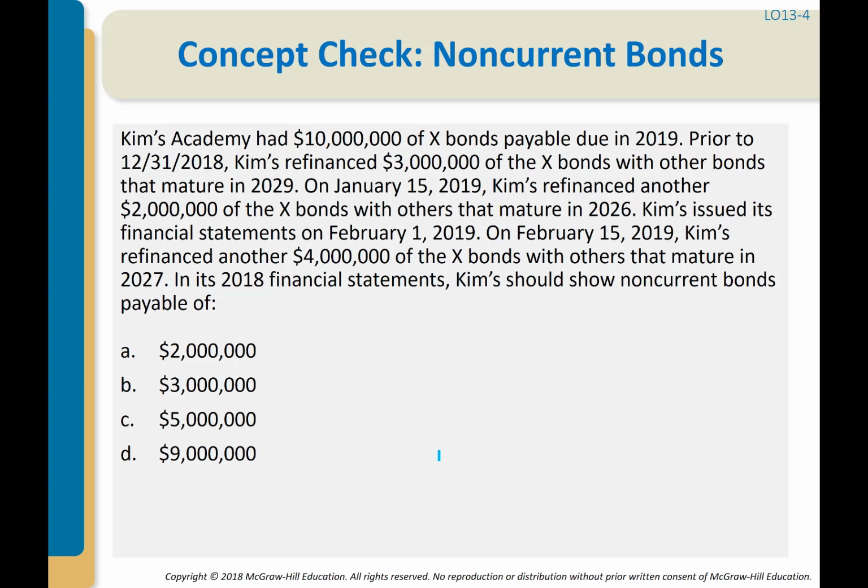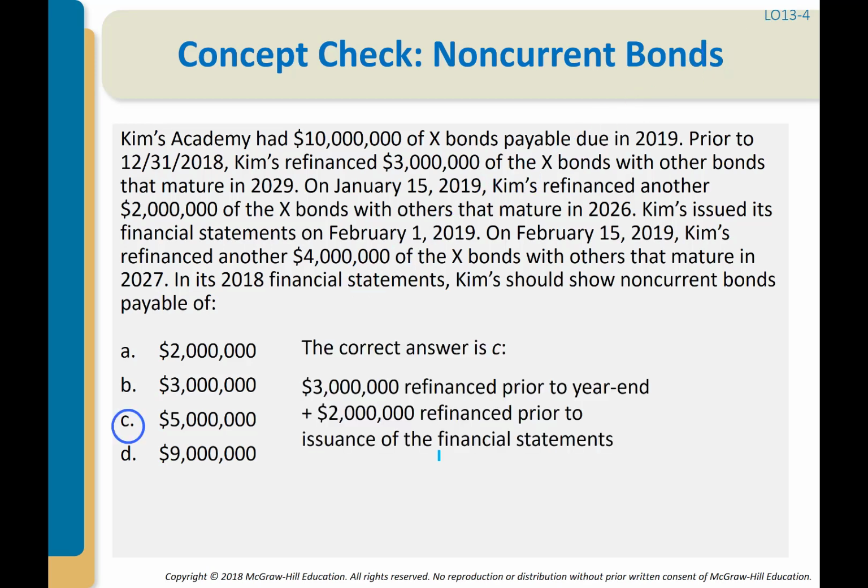Let's take a look at this one. Kim's Academy had 10 million of X bonds payable due in 2019. Prior to 12/31/2018, Kim's refinanced 3 million of X bonds with other bonds that mature in 2029. On January 15, 2019, Kim refinanced another 2 million of X bonds with others that mature in 2026. Kim issued the financial statements on February 1st, 2019. On February 15, 2019, Kim refinanced another 4 million of the bonds. Let's see if they give us any feedback here, which is what?